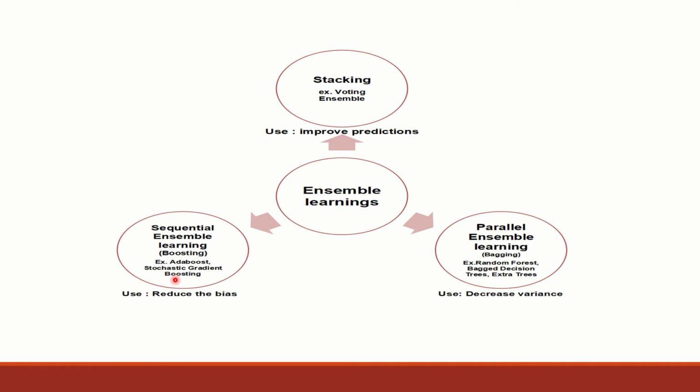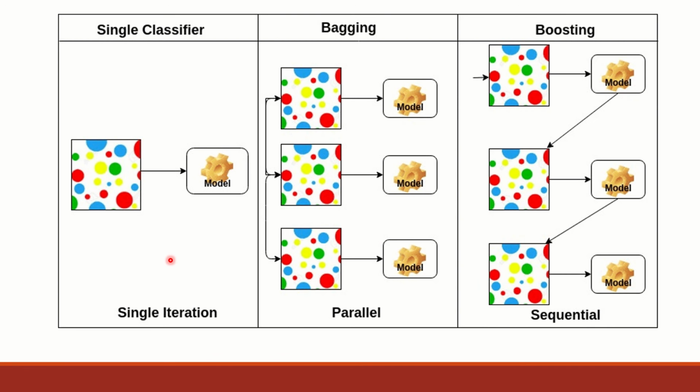And if you want to reduce the bias, then you can go for sequential, one after the other. The result of one will be given to the next one, and it just keeps moving on. So AdaBoost and stochastic gradient boosting, which are mainly used as optimization techniques in deep learning, are all basically boosting. So the output of one layer is given as the input of another layer. This will reduce the bias, and it is called boosting. So a single classifier, yes, will be just a single iteration, and you will get your model.